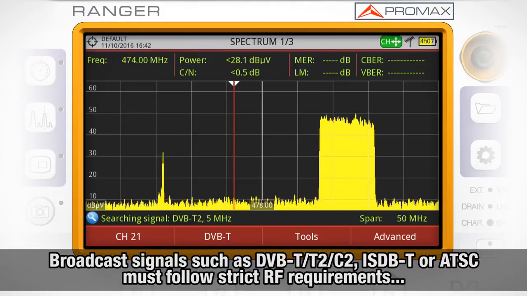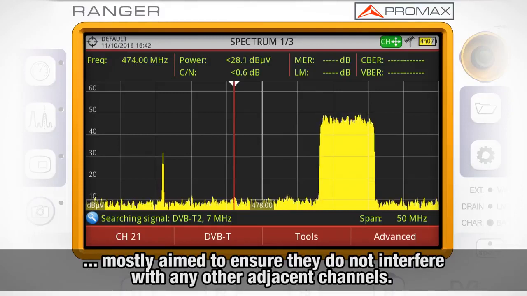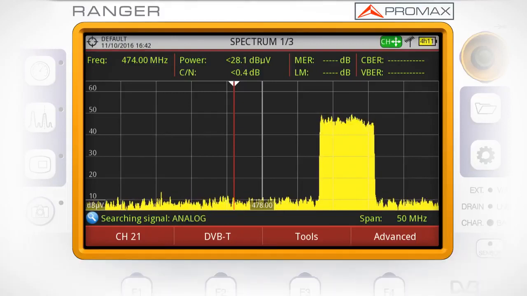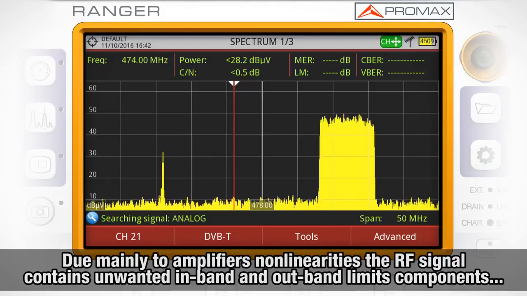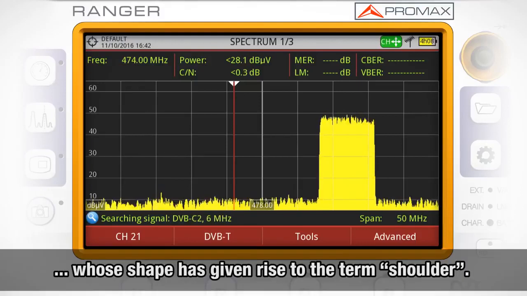Broadcast signals such as DVB-T, DVB-T2, DVB-C2, ISDB-T or ATSC are constructed to follow strict RF requirements, mostly aimed to ensure they occupy the bandwidth they have been assigned and they do not interfere with any other adjacent channels. Due mainly to nonlinearities in the power amplifiers, the output RF signal contains unwanted components in the band limit and out of the band, the shape of which has given rise to the term shoulder.